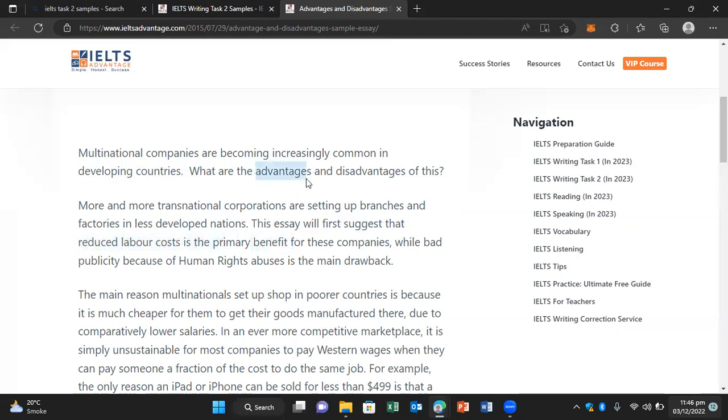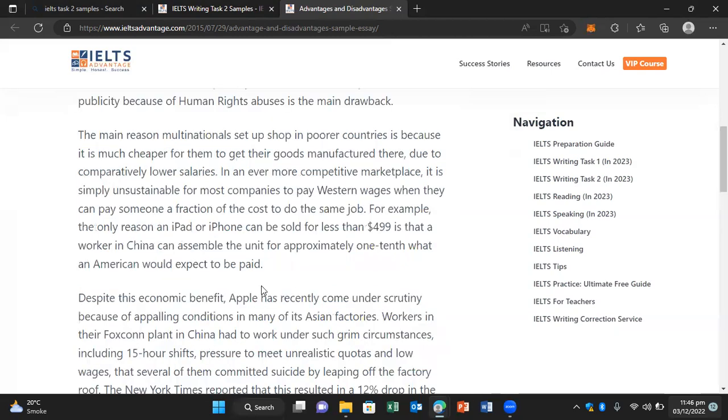So they talked about advantages. He included an example, while bad publicity, so he included an example of a disadvantage. So this is how he wrote a very well written introduction. Now, first he's explaining all the advantages, then the disadvantages.